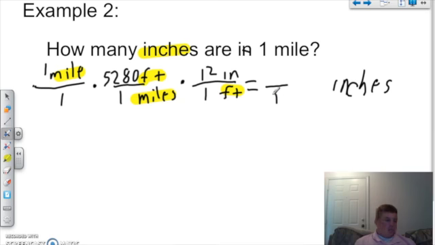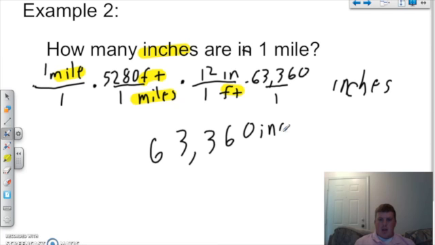Now obviously the bottom is going to be 1. When we go ahead and multiply the rest of it, we are going to find that we are going to get 63,000. Oops, got a little off target there. We're going to get 63,360. So our final answer is going to be 63,360 inches in 1 mile.